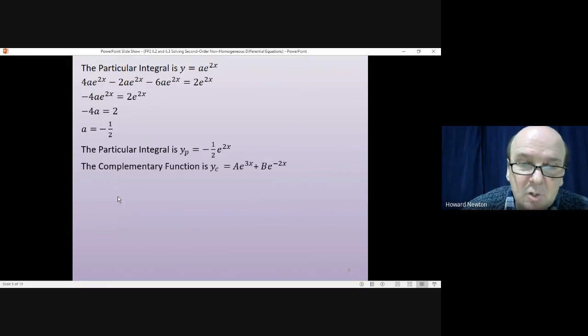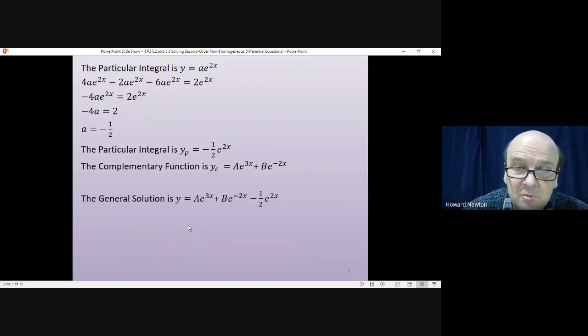We already worked out the complementary function, which was Ae^(3x) plus Be^(-2x), and the general solution is just those two things added together. So the general solution is y equals Ae^(3x) plus Be^(-2x) minus a half e^(2x).